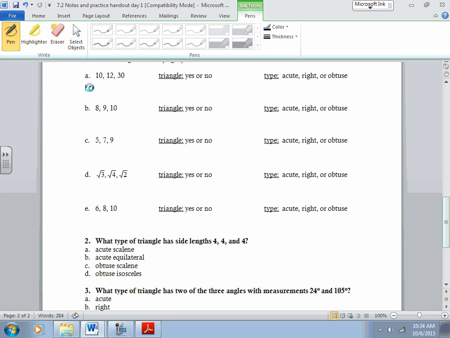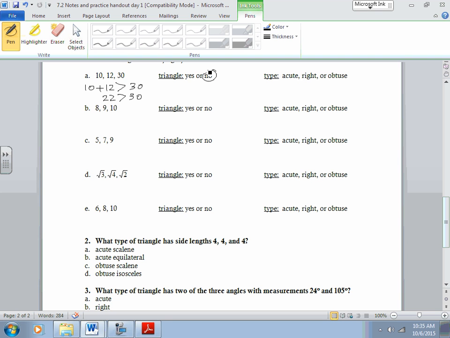All right, 10 plus 12 are the two shorter sides. Everybody agree? Yeah. That should be greater than 30. 10 plus 12 is 22. 22 is greater than 30? Is that a triangle? No. You understand why it's not? Yeah, the two shorter sides are less than the bigger side.